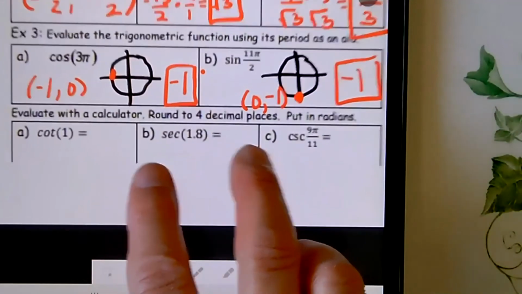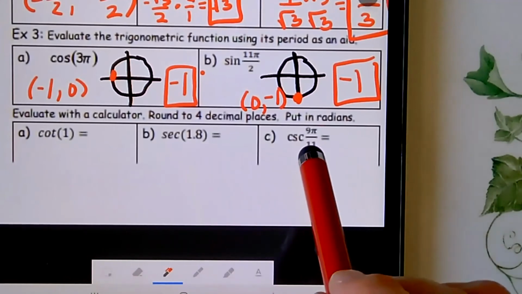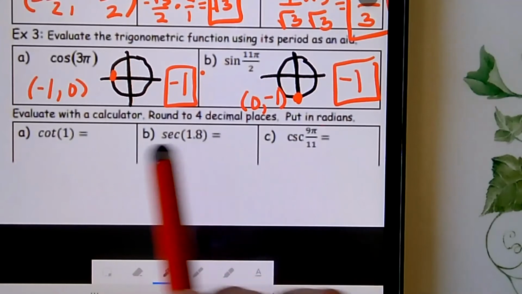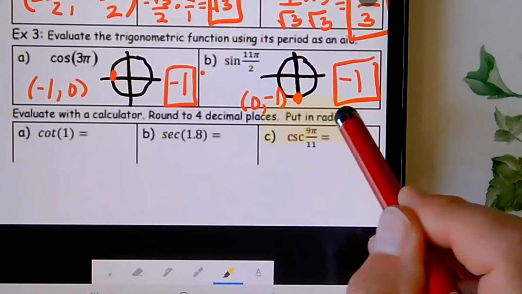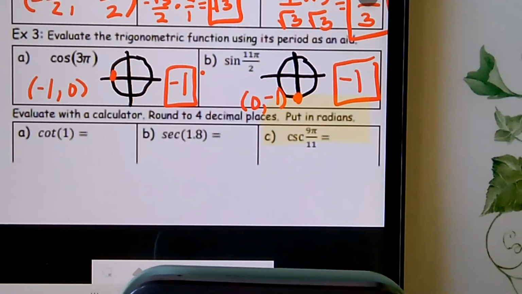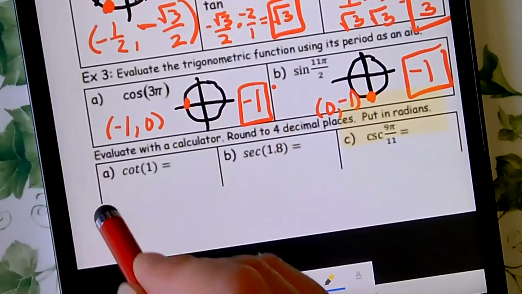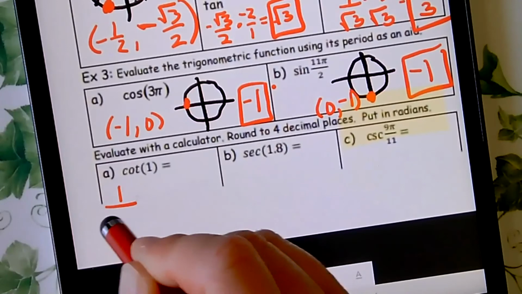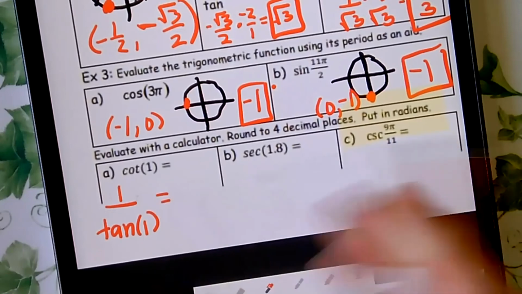Now the last bit is putting these into your calculator. They do not have the word radian. This one has pi, so you see it's in radians, but if they do not have a degree symbol, you assume it's radian. So you want to make sure your calculator is in radians. And then for this first one, cotangent, the way I would write it is I would really type in 1 over tangent of 1. Then I put that in my calculator.